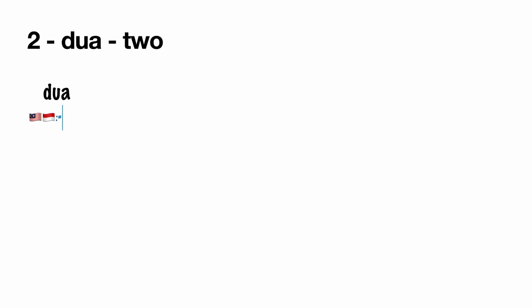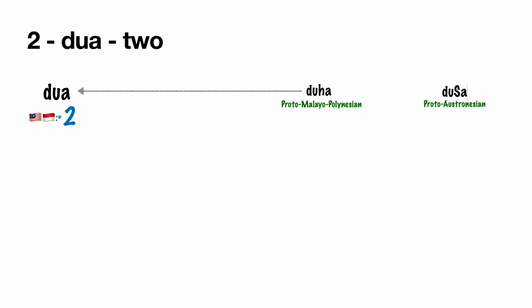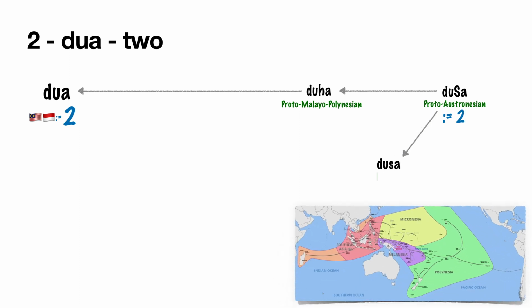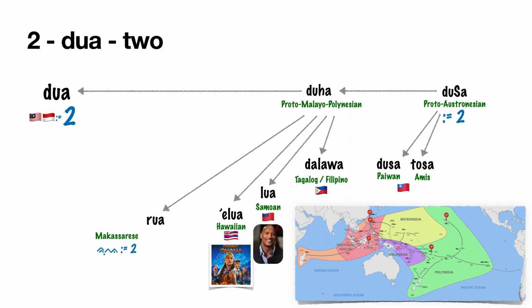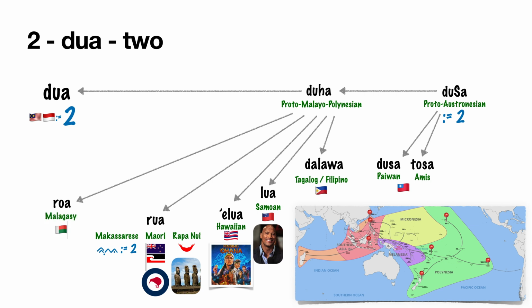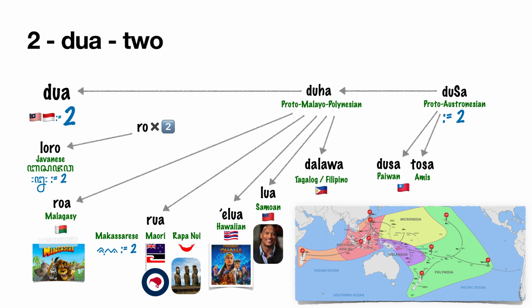2. Indonesian dua is very Austronesian. It comes from the Proto-Malayo-Polynesian word duha, which comes from the Proto-Austronesian word dusa. It has the same root as the word dusa of Paiwan, a Formosan language in Taiwan, the word tusa of another Formosan language, Amis, and also the word dalawa in Tagalog, Filipino, lua in Samoan, elua in Hawaiian, rua in Makassarese from South Sulawesi, rua in Maori, New Zealand, and in Rapa Nui of Easter Island, rua in Malagasy of Madagascar, or even loro in Javanese, which probably sounds a little bit different. The word loro itself is actually a reduplicated form of ro, which also comes from the Old Javanese word rua.